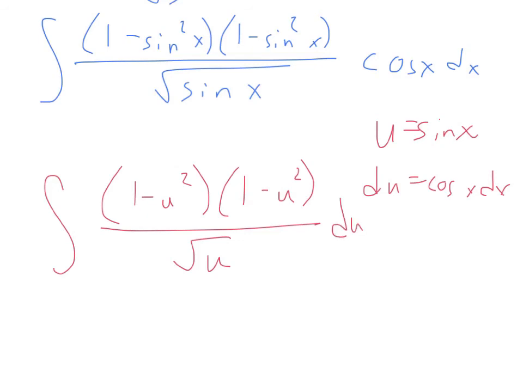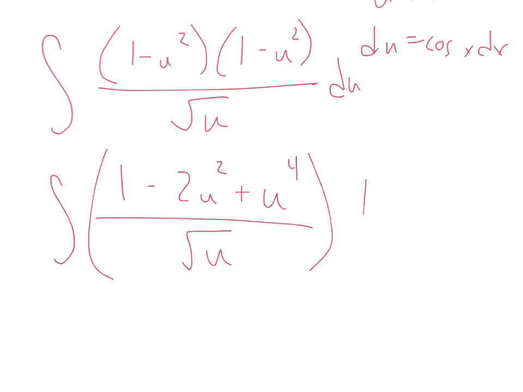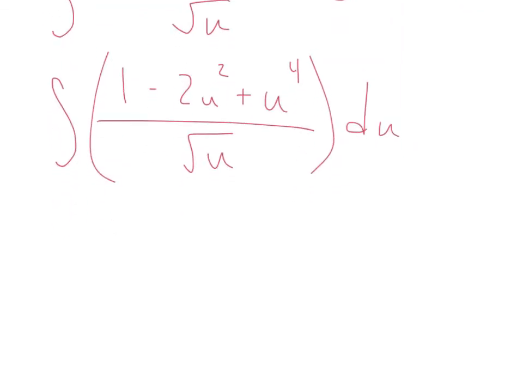So now, again, how am I going to do this integral? Hopefully you recognize I can FOIL the top together. I can get 1 minus 2u squared plus u to the 4th over the square root of u du. And we're getting close here. What do we do anytime we have a polynomial on top and one single thing on the bottom? We break this into 3 separate integrals. We will have the integral of 1 over the square root of u, so that's u to the negative 1/2. We'll have minus 2u squared over the square root of u, that'll be u to the 3/2. Then we'll have plus u to the 4th over the square root of u, which is u to the 7/2 du.